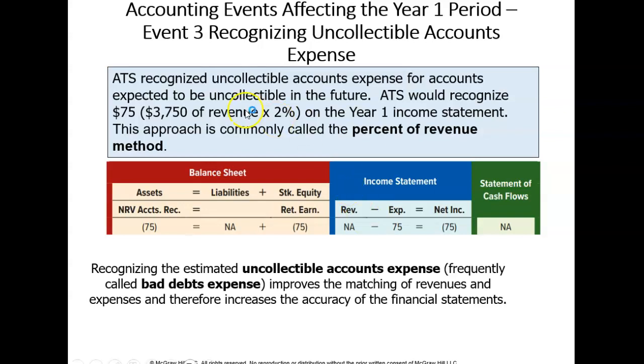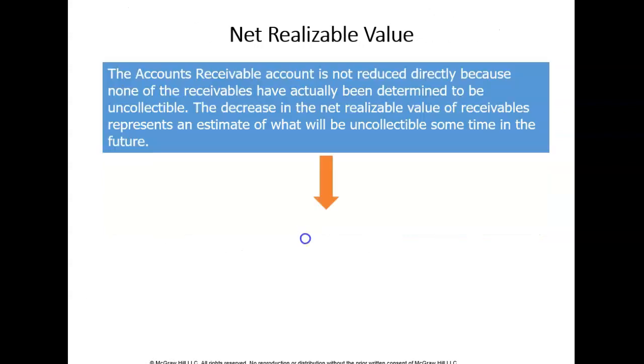All right. So 2% of $3,750 is $75. So that's an increase to the allowance for doubtful accounts. But again, that account, because it's a contra account, is shown as a negative number, and you recognize the expense, which reduces retained earnings, in the amount of $75. Did you all follow that? If you need to, rewind the video and go over that again.